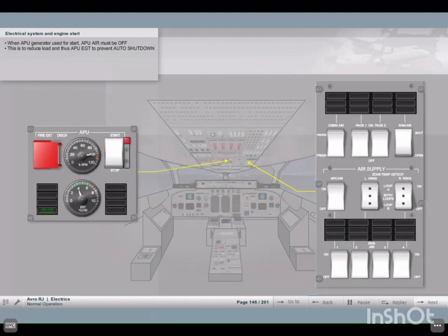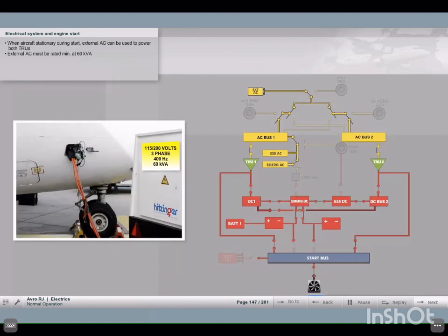When the APU generator is used for engine starting, the APU air must be set off to reduce the load and thus the EGT on the unit to prevent an auto shutdown. When the aircraft is stationary and external AC is available, the engines can also be started with external AC powering both TRUs. Note that the external supply must be rated at 60 kVA minimum.